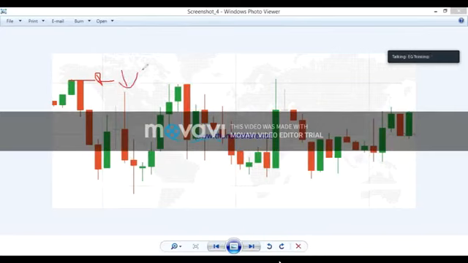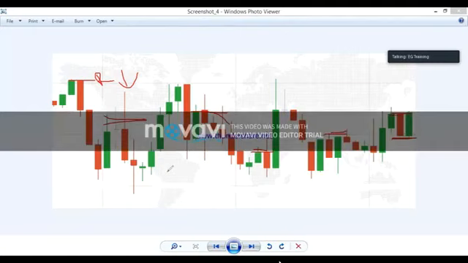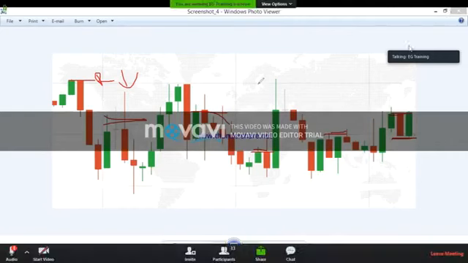Sometimes the market will respect a resistance level, sometimes it doesn't respect it. Like this, and like this. Sometimes the market will respect the resistance level, sometimes it doesn't respect the SNR levels.